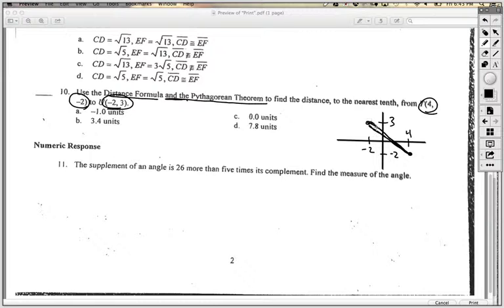Okay, so if I wanted to find that distance, I could probably rule a couple things out. First of all, it's not 0, and it's not even 1 unit. It's got to be either 3.4 or 7.8 units. Let's see what we get. I'm going to do this triangle thing again.